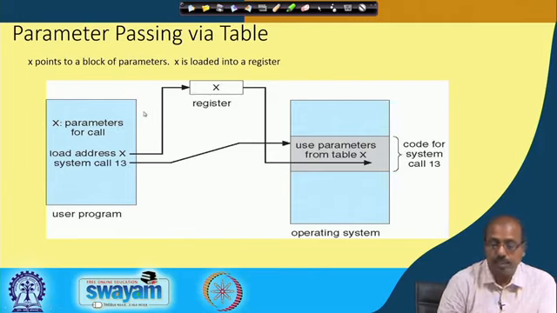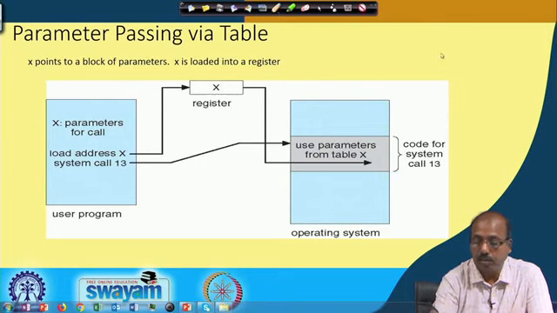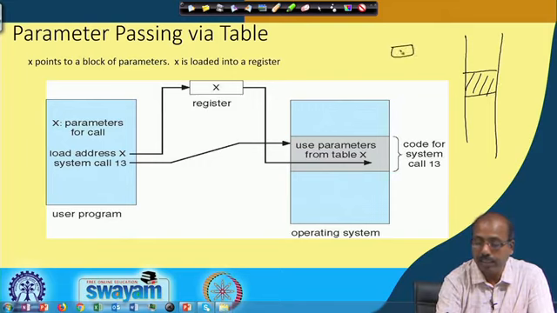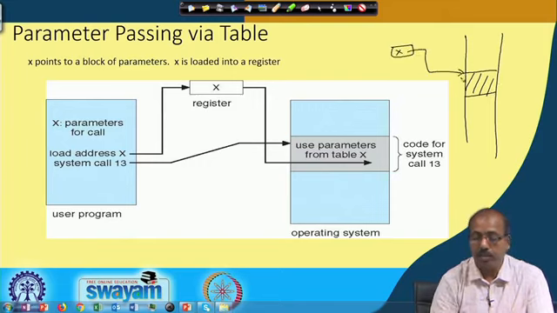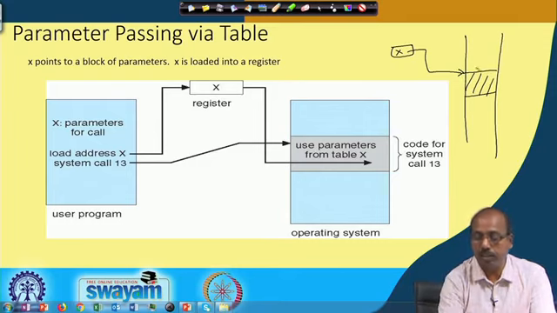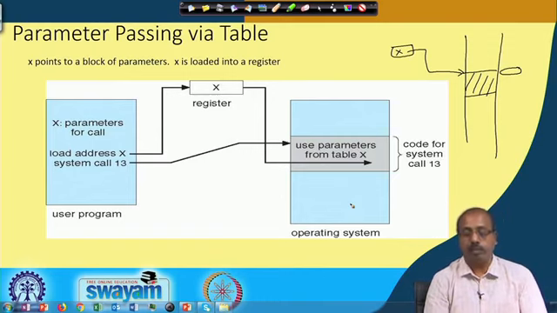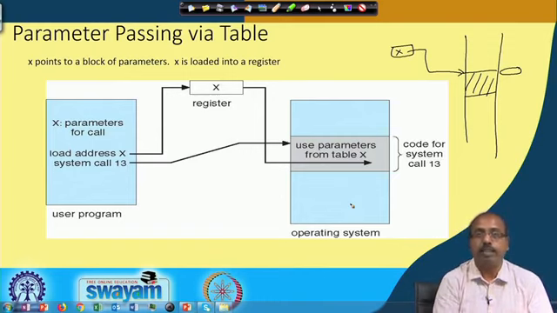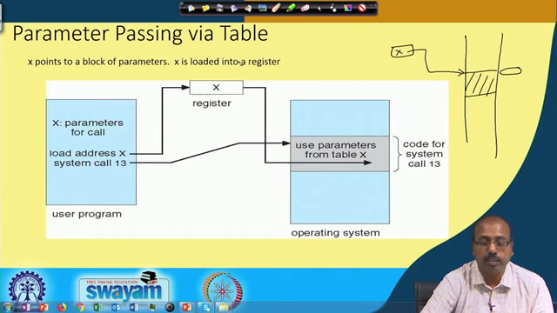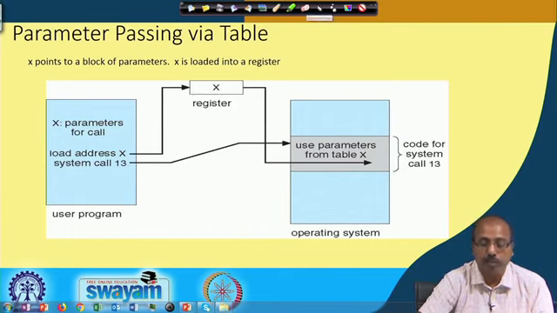It is like this: if this is the memory, maybe in this portion of the memory the parameters are all copied, and in the x register we have the address of this. When x is properly loaded with this particular address, then at the operating system implementation level of the system call, it can use that x register to locate the parameters that have been passed in the block. This way, by using this table type of structure, we can pass the parameters for this system call.